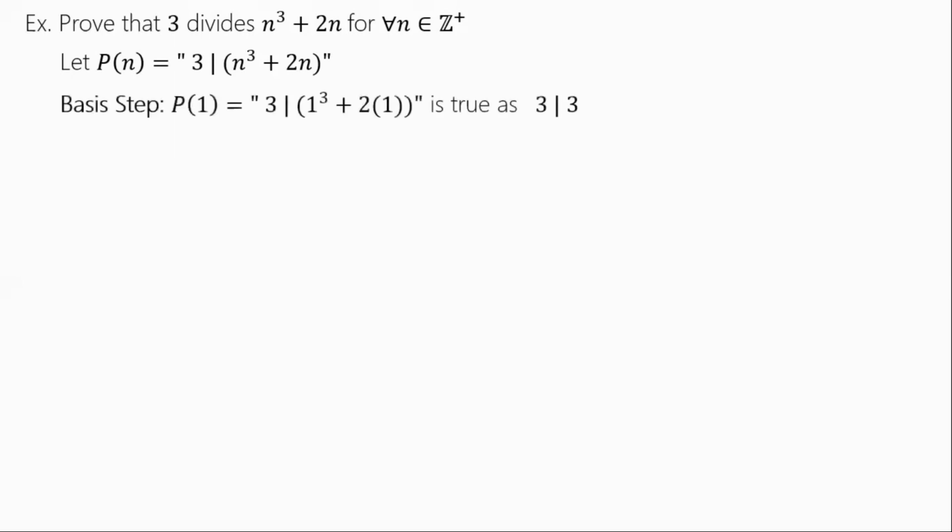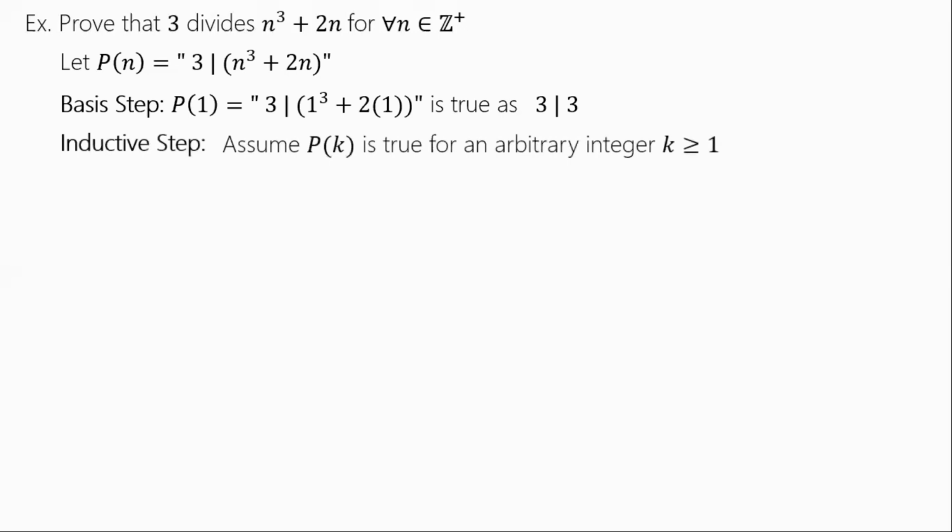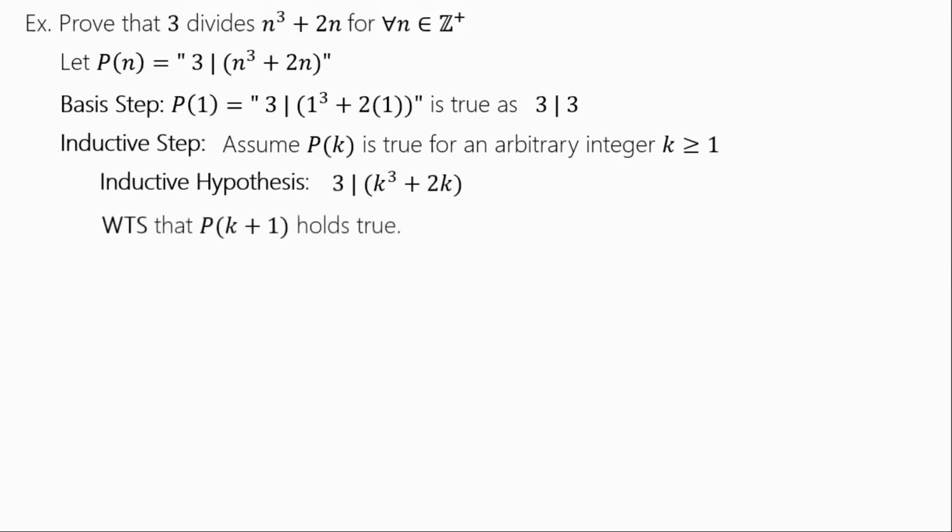The basis step is P1. When you plug in 1 into n cubed plus 2n, you get 3. And it's easy to see that 3 will divide 3. So P1 is true. Inductive step, I assume Pk is true for an arbitrary integer k greater than or equal to 1. What does that tell me? My inductive hypothesis, what is Pk being true? It tells me that 3 divides k cubed plus 2k. So now I'll want to show that Pk plus 1 holds true.